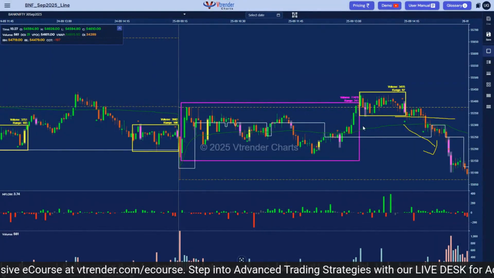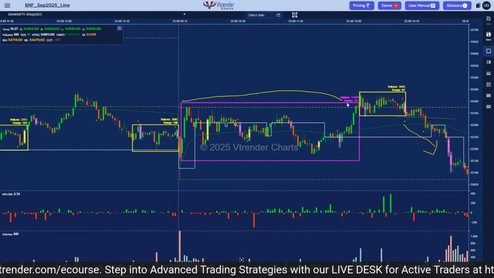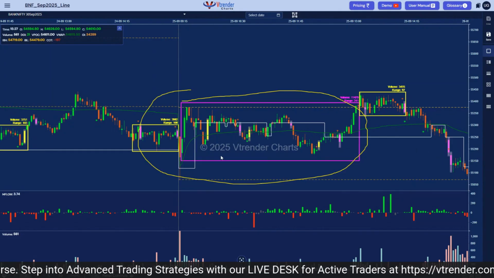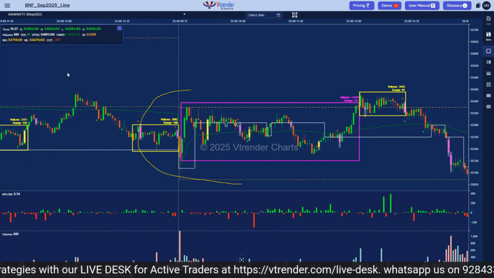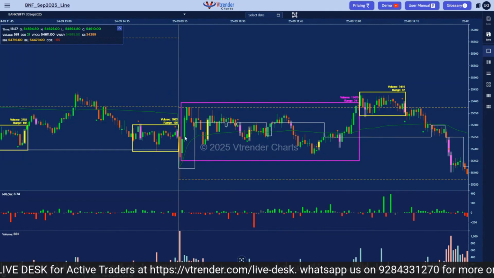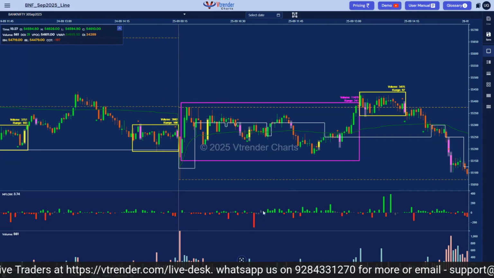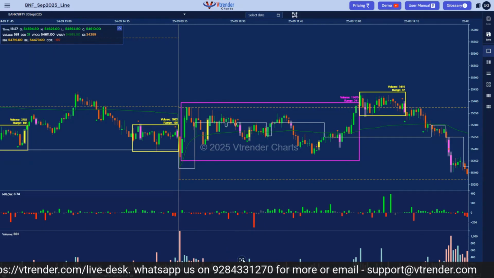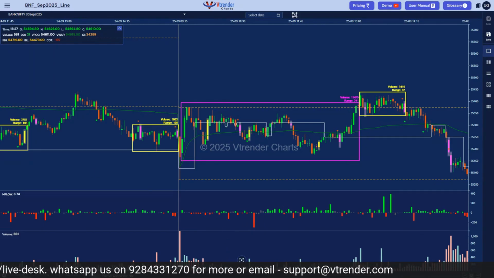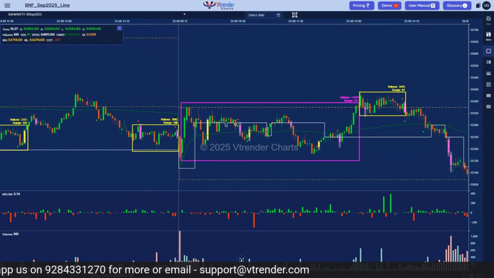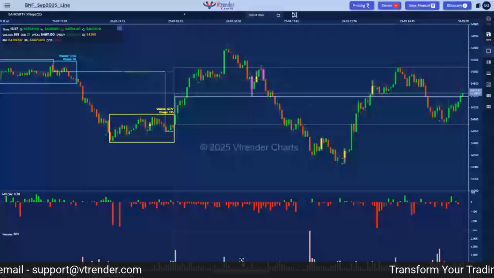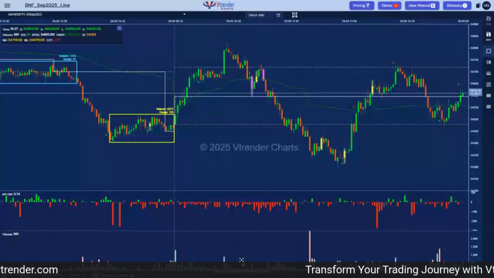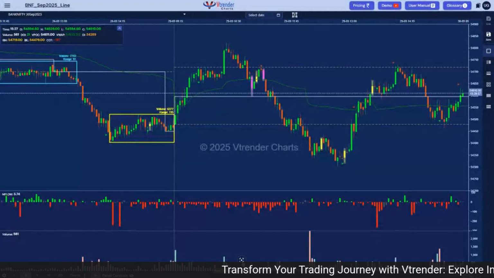But yes, the purple one is the best micro balance, the blue is the next, and the yellow is the lowest one. So this is how you have to make use of this. This will definitely be very effective, and it will help us get more good entries and exits, especially when you're looking at trading options.